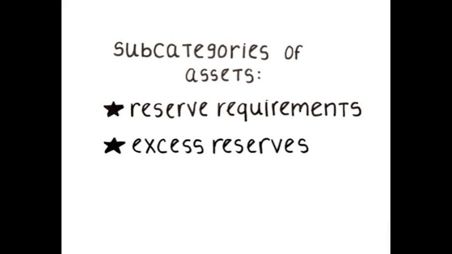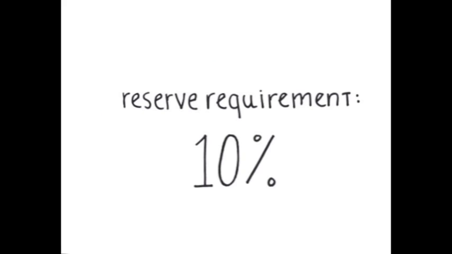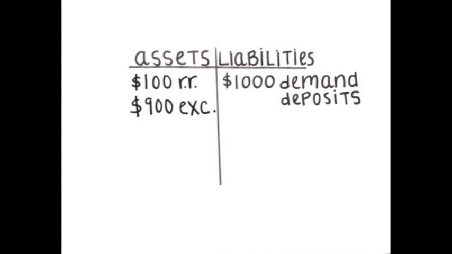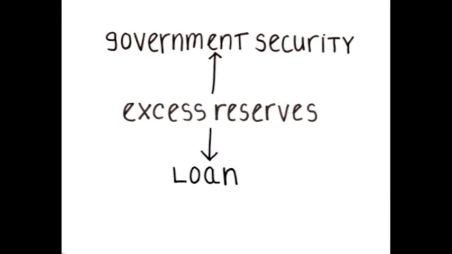For Bank A, the reserve requirement is 10%. This means that of Jane's $1,000, the bank must keep $100 in reserves. The remaining $900 is added to the bank's excess reserves, over which the bank has complete control. They may use the excess reserves to purchase government securities, or they may loan it out.